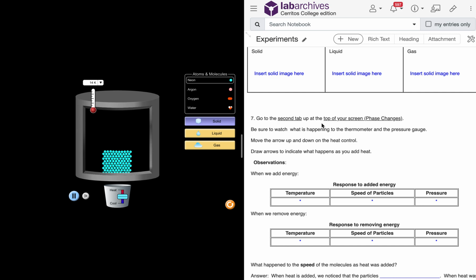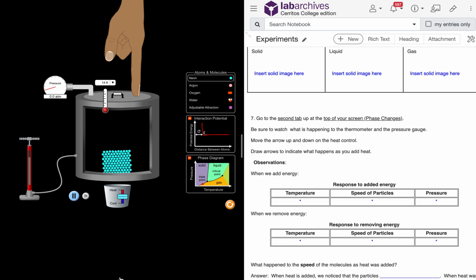So go to the second tab at the top of your screen, phase change. Be sure to watch what happens when the thermometer and pressure change. Okay. Phase change, which is the second one at the bottom here, you can click it and move the arrow. So you can put more particles into it. Or you also can control the heat or energy.